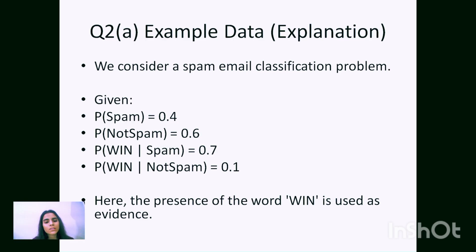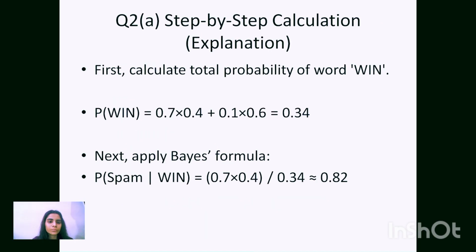Probability of not spam is 0.6, and probability of win given spam is 0.7, and probability of win given not spam is 0.1. So here the presence of the word win is used as evidence. So first calculate the total probability of the word win. So probability of win is equal to 0.7 × 0.4 + 0.1 × 0.6. So the answer is 0.34.